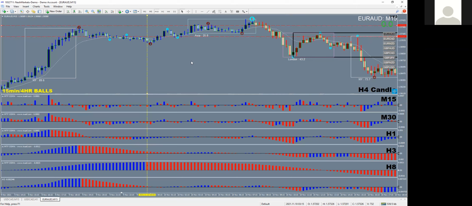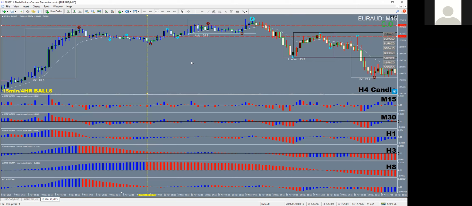But yes, the answer: I use the 4 hour, the 1 hour, and then the 15-minute, and I use the AO. I don't use the AO on the 4 hour or 1 hour. All I do is use it on the 15-minute, just for eye candy. But I'm still using the three balls, the regular settings, on the 4 hour, 1 hour, and the 15-minute. And if I want to, I'll go down to the 1 minute for an entry.